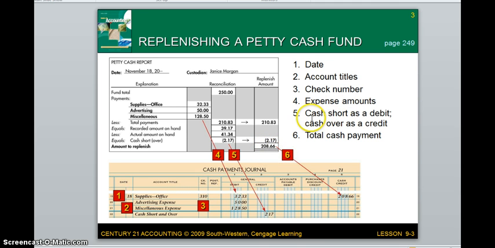Okay, so again, right here it tells us when cash is short, we record as a debit. When cash is over, we record as a credit. That's going to be a big help for you to remember where you're going to put that amount right here. So in this case, cash is over, it's a credit. If it was under, it would be short, it would be a debit.